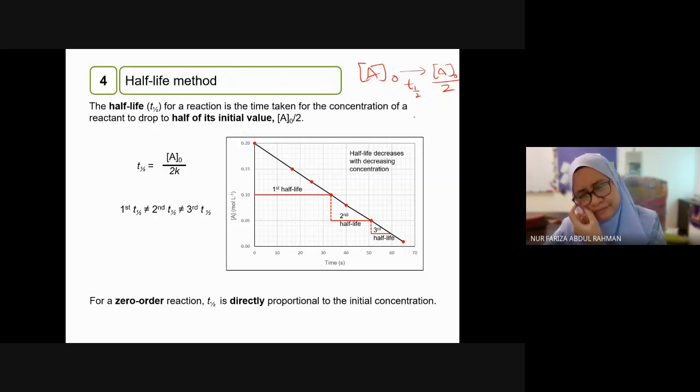So as usual, even for the half-life, we have categories: we have zero, we have first, we have second. And of course, they all have their own formula of half-life. Okay, all right, so this is the definition of half-life. Okay, so for zero order, guys, this is the formula. T half is equal to A naught divided by 2.